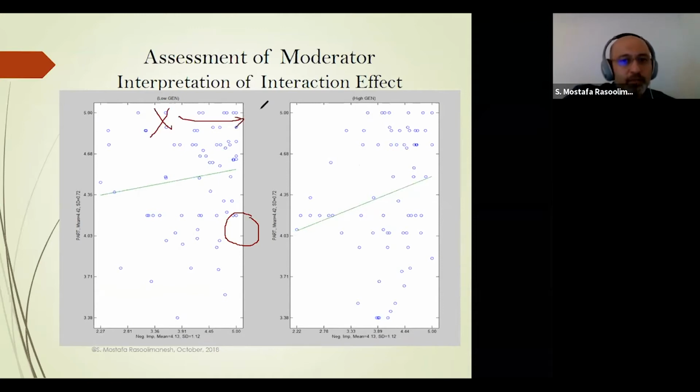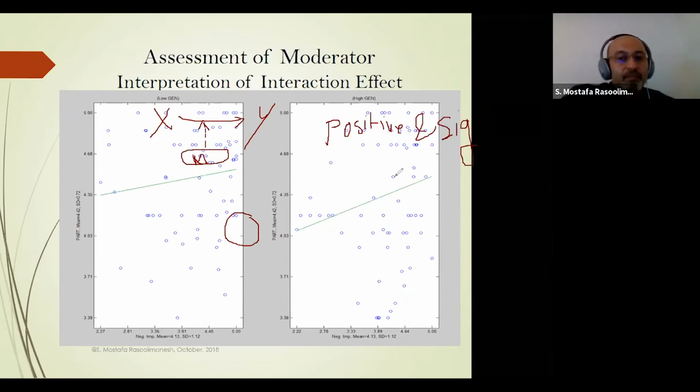So all is about X to Y, right? So when we have moderator M, if this path coefficient of the interaction effect is positive and significant, it means the effect of X to Y is stronger for high level of moderator.